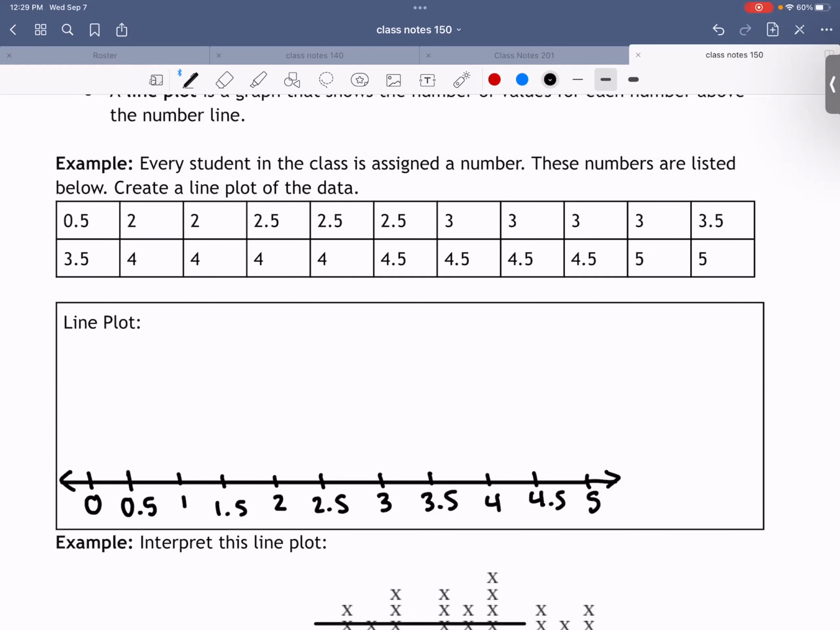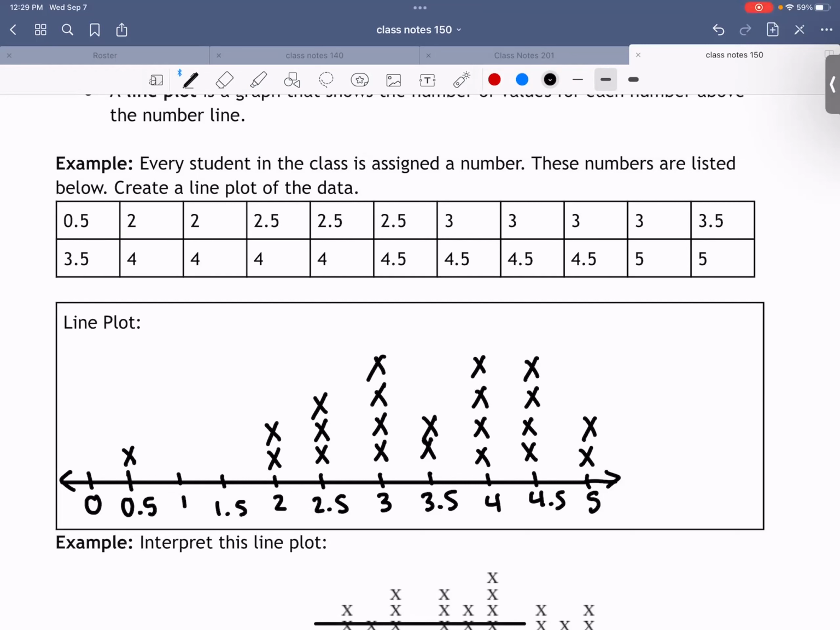How many X marks should I have above 0.5? 1, right? There's only 1.5. Looks like we got 2 2s, so I'll put 2 X marks above 2. 3 2.5s, so 3 X's go there. 4 3s. We've got 2 3.5s. 4 4s. 4 4.5s. And 2 5s. Okay. And I've made my line graph. So all you have to do is make your line, figure out where to start and stop, and draw your X's.